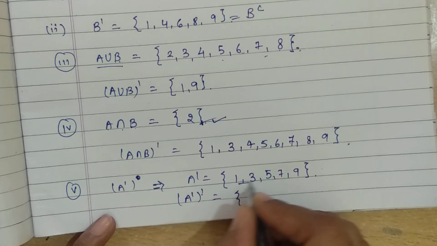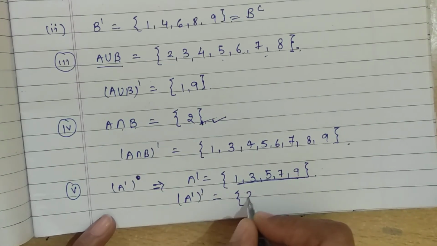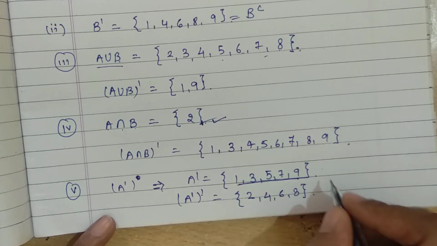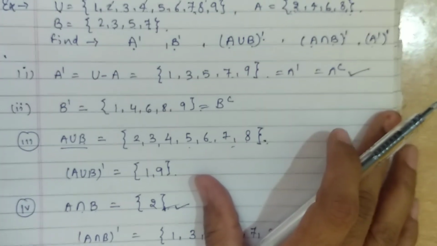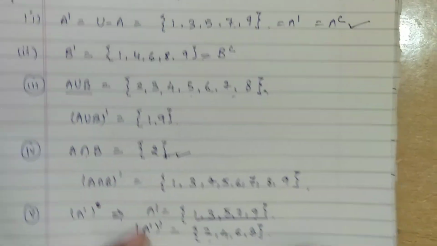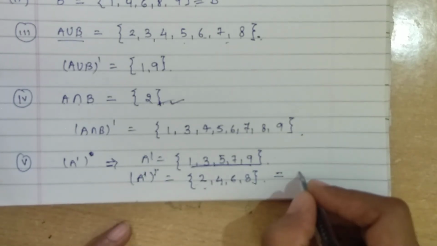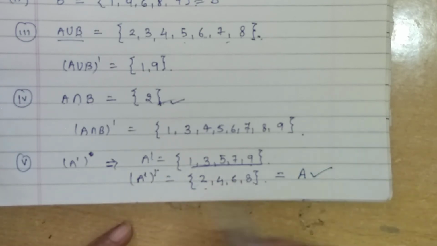For this, except all these elements, we write only 2, 4, 6 and 8. So what do we get? Complement of A complement means what? A is equal to 2, 4, 6, 8. Again here we get A equal to 2, 4, 6, 8. So can we say that the complement of A complement is equal to A? This is the first property of the complement: the complement of a set's complement is equal to the set itself.